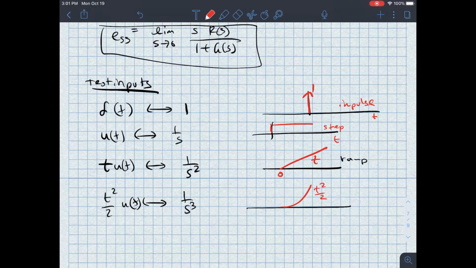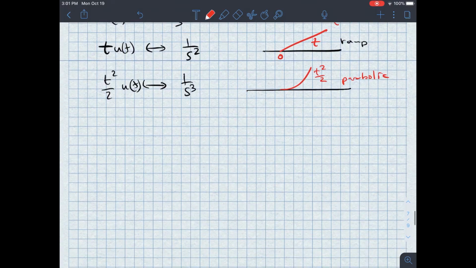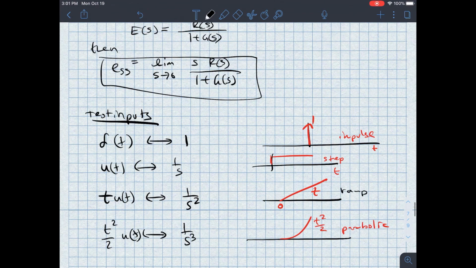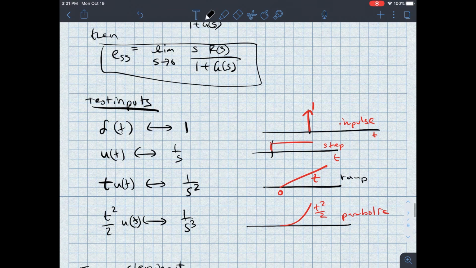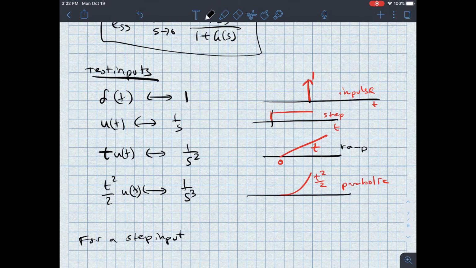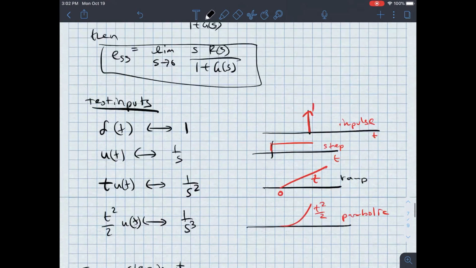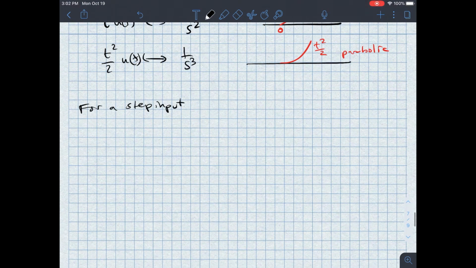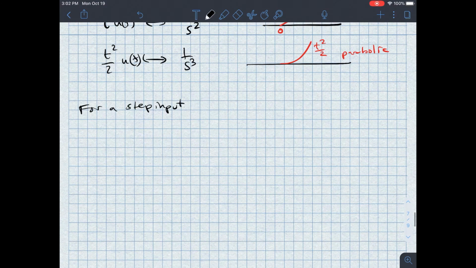This is a parabola. If a system has a step input, let's refer back to ESS. ESS is equal to the limit as s approaches 0 of s R of s over 1 plus G of s. If I have the unit step, which is 1 over s, what happens is that the s up here is going to cancel. And so I'm plugging that in for R of s.